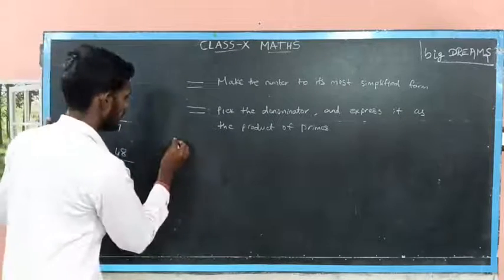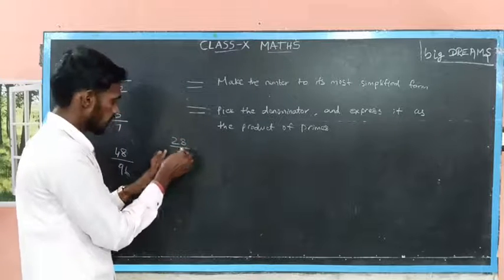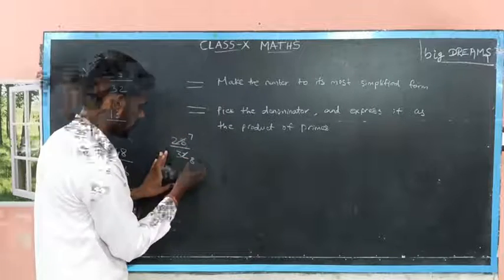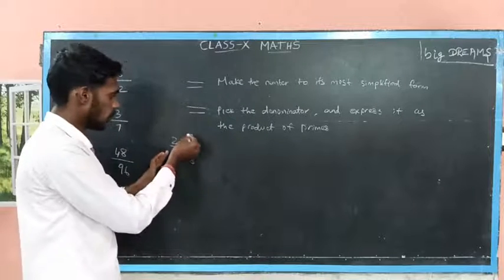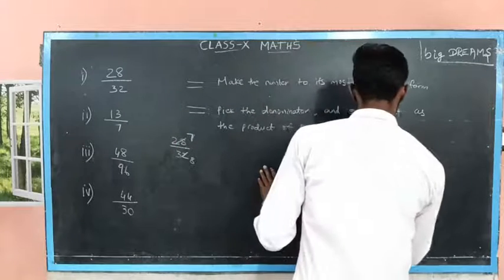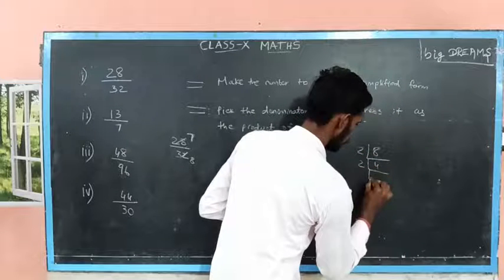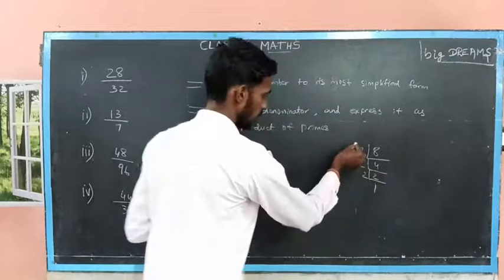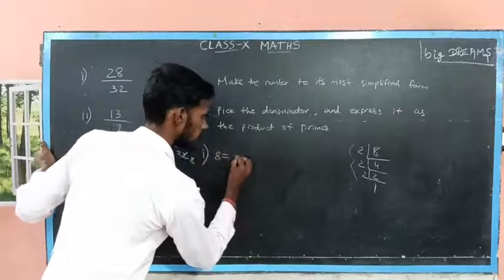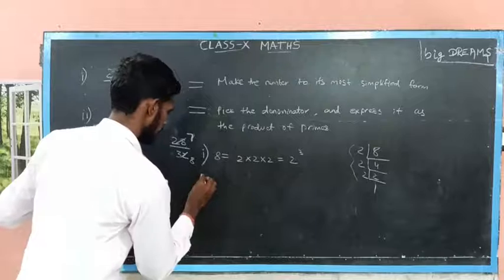First one, 28 by 32. See whether it is in most simplified form. No, so it can be cancelled, right? It can be cancelled in the 4 table, so it is 7 by 8. Now I am having the value 7 by 8, and it is in most simplified form. Now pick the denominator. Denominator is 8. So prime factorization of 8 gives 2, 2, 2, so 8 is equal to 2 into 2 into 2, that is 2 power 3.